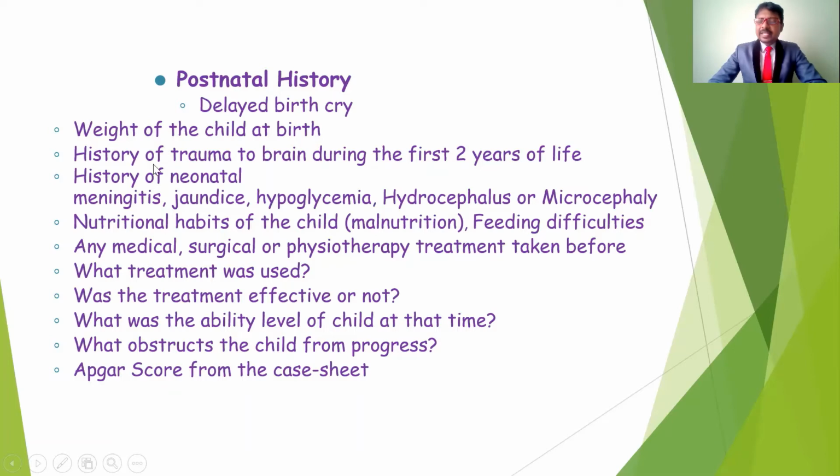The weight of the child at birth. This gives clear information about the baby. If it is low birth weight, as we already discussed, there may be a chance of cerebral palsy. So we can know from the birth weight. Then history of trauma to the brain during the first 2 years of life. We have to know any history of the baby falling down, shaken baby syndrome, or any object falling on the baby. Sometimes we may see these things during the growth time, so we have to know.